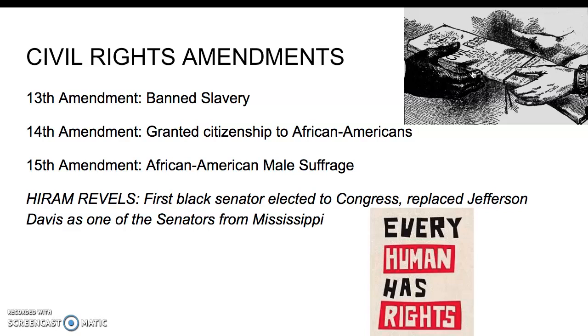One of the great ironies in history, Hiram Revels, the first black senator elected to Congress, replaced Jefferson Davis in his Senate spot from Mississippi. Remember, Jefferson Davis was a president of the Confederacy. So I'm sure he was very pleased about that.